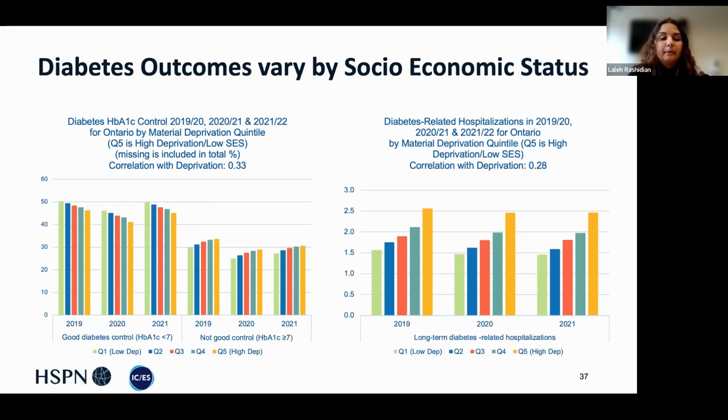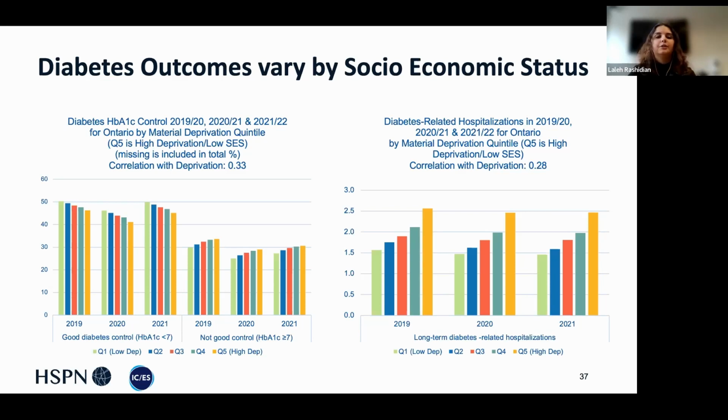We see that the proportion of patients with good diabetes control is higher in Q1 in the low deprivation group across all 3 years. Conversely, we see that the patients with not good control are higher in our high deprivation groups across all years. And again, we notice that the proportion of patients with good control has dropped, and also those with not good control has dropped. So this might seem counterintuitive at first, but basically what it means is that the proportion of missing data has gone up. This aligns with what we saw in the previous slide, meaning that fewer people got their HbA1c tests done during COVID.